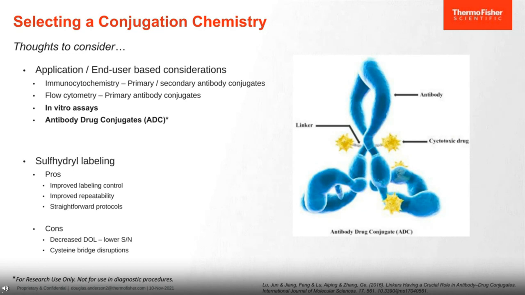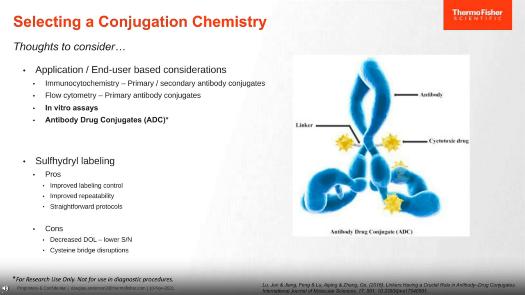If this is an antibody, the cysteines are well mapped out, so you more or less know where your cysteines are going to be. This makes for a good application for conditions where you really want control over the labeling. You want to know where your fluorophores or your label of interest is going to be. So it gives you that labeling control.